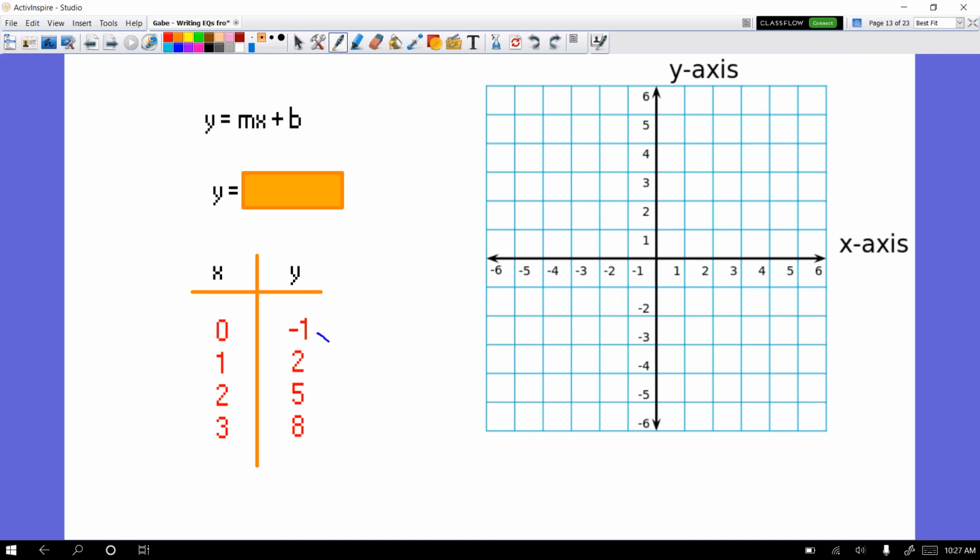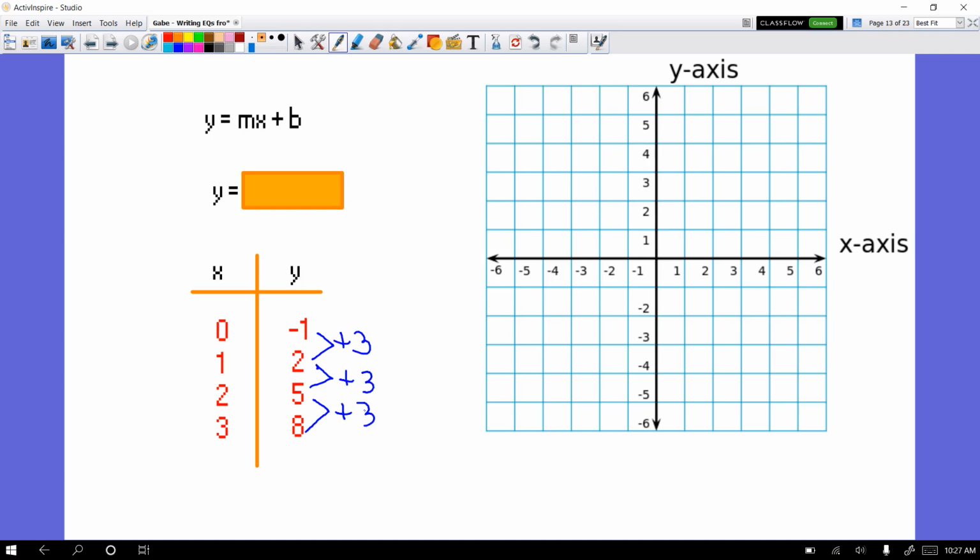So step 1 said find your change in y. Negative 1 to 2 is plus 3. 2 to 5 is plus 3. 5 to 8 is plus 3. And the only reason I do this all the way down the table is to make sure that my data is consistent.